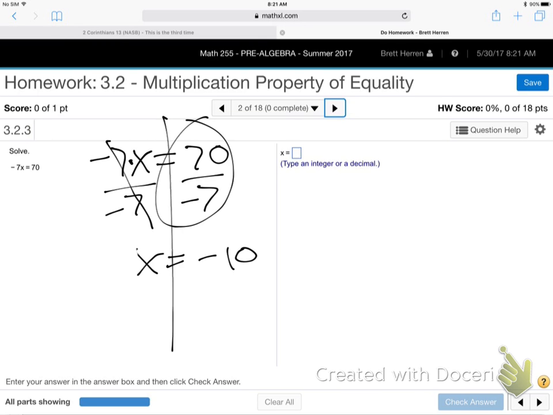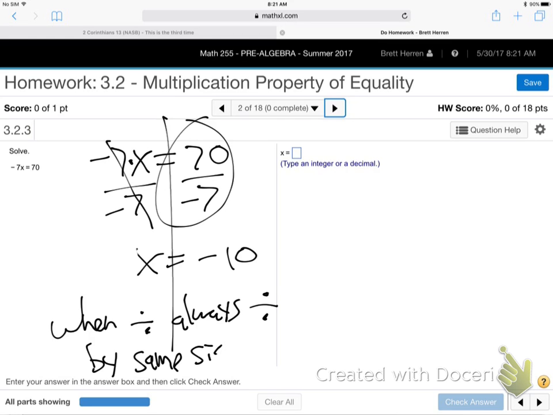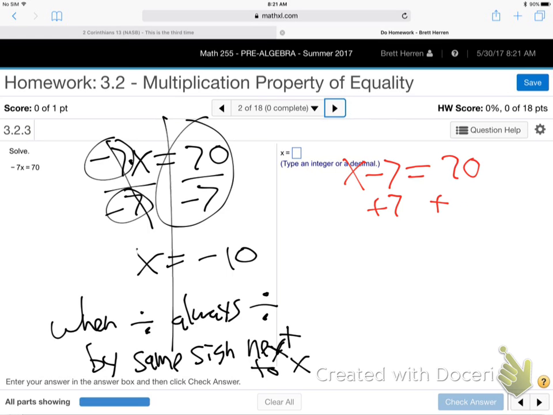So let me hold up for just a second. That's a little confusing. Let me write what we just did. I think that'll help. When you divide, always divide by the same sign next to x. There was a negative 7 next to x, so I divided by negative 7. But over here, let me try to clarify this. What if we had x minus 7 is 70? What would I do? I would add 7 to both sides, and I would get 77.